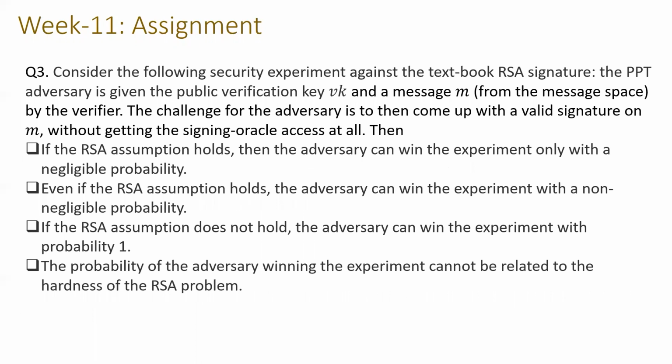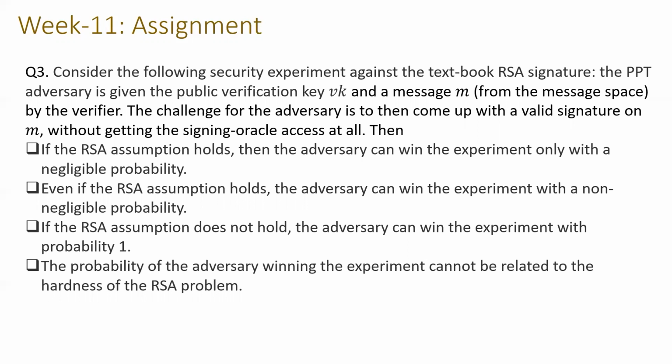Next question. Consider the following security experiment against the textbook RSA signature. The PPT adversary is given the public verification key VK and a message M from the message space by the verifier. The challenge for the adversary is to come up with a valid signature on M without getting signing oracle access at all. Then some statements are given about whether the winning probability of the adversary is related to the RSA assumption.